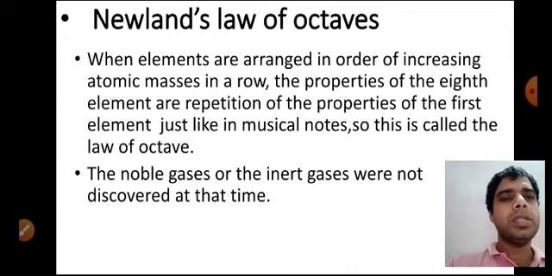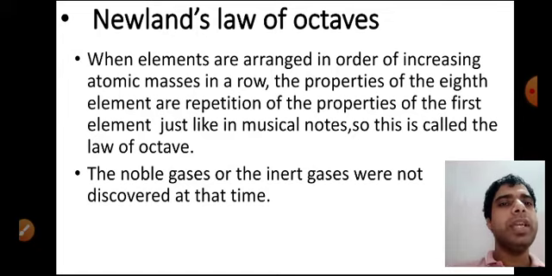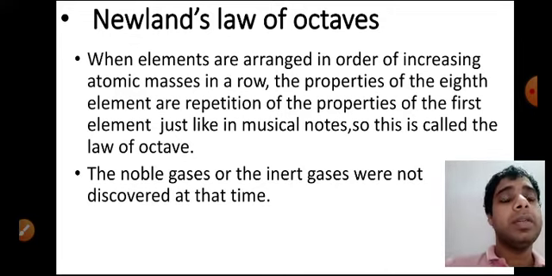So this is the second video of the week, and in this video we are going to talk about Newlands' law of octaves. Here you can see the law of octaves. Octave means eight elements. It tells us that after the eighth element, the elements will repeat their properties. We will see, and it will behave like a musical note.